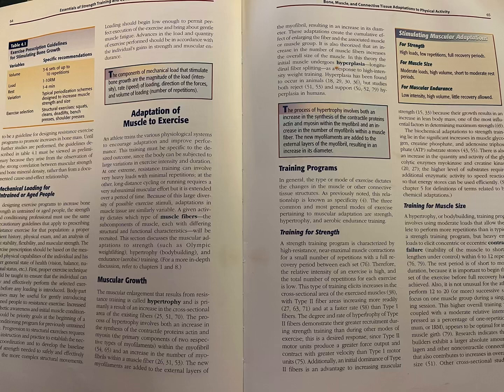Muscular growth. The muscular enlargement that results from resistance training is called hypertrophy and is primarily a result of an increase in the cross-sectional area of existing fibers. The process of hypertrophy involves both an increase in the synthesis of the contractile proteins actin and myosin, the primary components of the two respective types of myofilaments within the myofibril, and an increase in the number of myofibrils within the muscle. The new myofilaments are added to the external layers of the myofibril, resulting in an increase in its diameter. These adaptations create the cumulative effect of enlarging the fiber and the associated muscle or muscle groups.